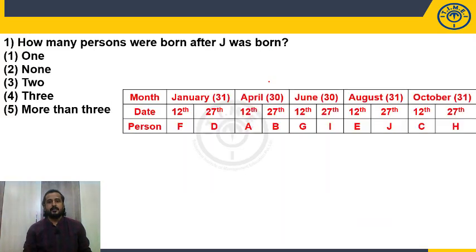How many persons were born after J was born? So J is here. After J, how many persons were born? 2 persons. So answer is 2. Choice is 3.